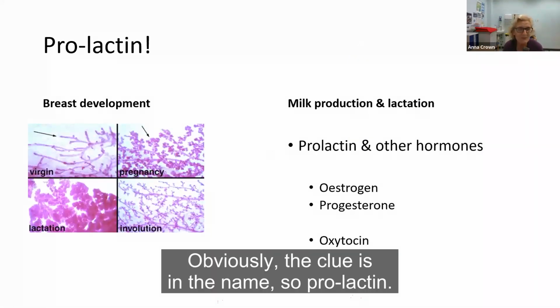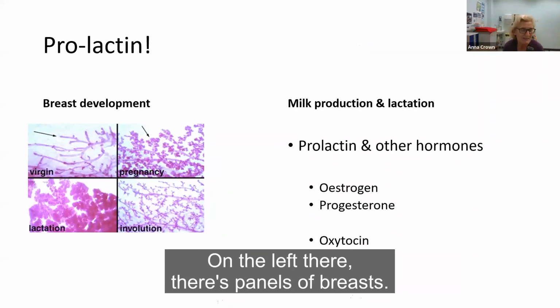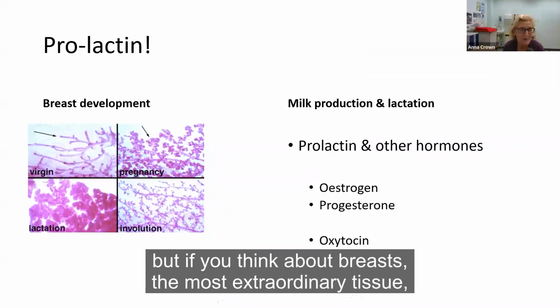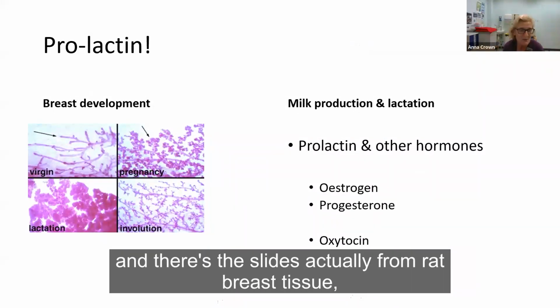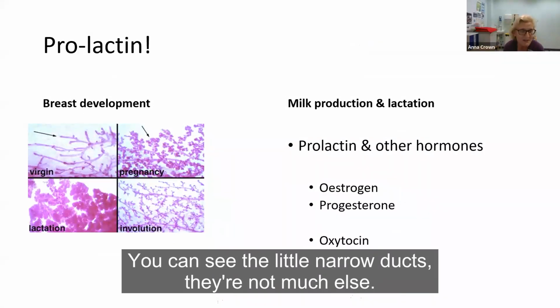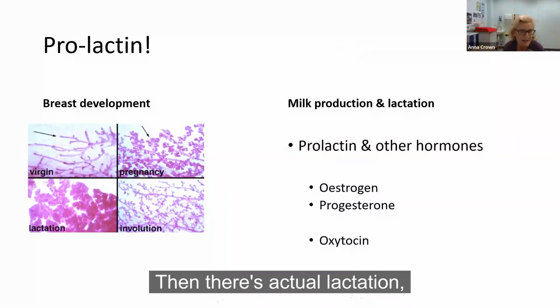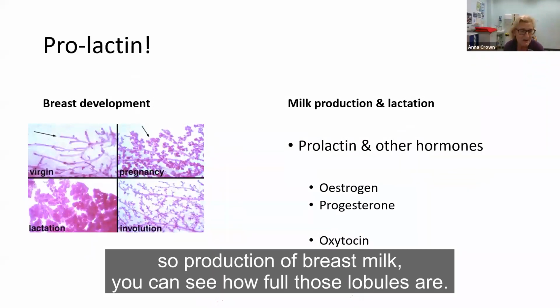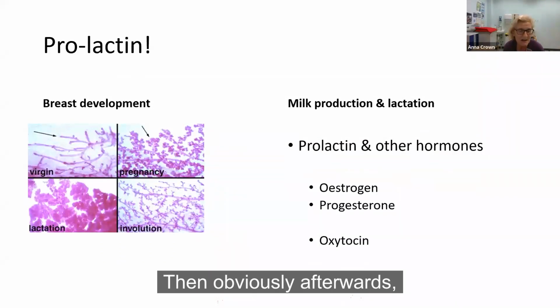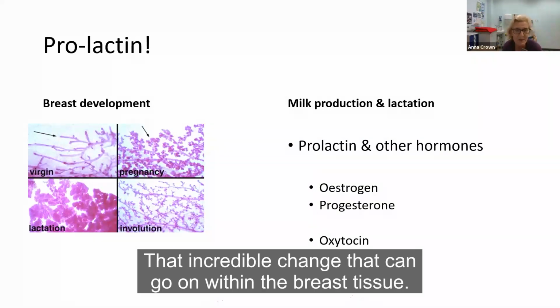So obviously the clue is in the name. Prolactin, you can tell that this is to do with lactation and promoting lactation. On the left there are panels of breasts, and it sounds a bit perverse, but if you think about breasts, the most extraordinary tissue, these are slides from rat breast tissue. You can see in the baby rats just little narrow ducts and not much else. Then when the rat becomes pregnant, you're getting more ducts and little lobules. Then when there's actual lactation, so production of breast milk, you can see how full those lobules are. And then afterwards, the breasts have to go back to a more normal pattern. So that's an incredible change that can go on within the breast tissue.